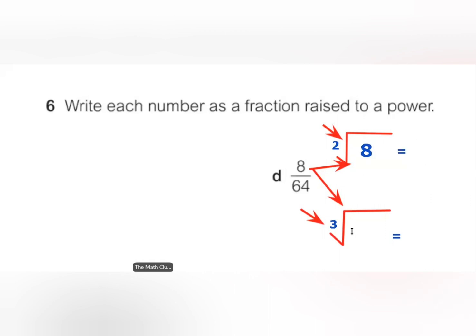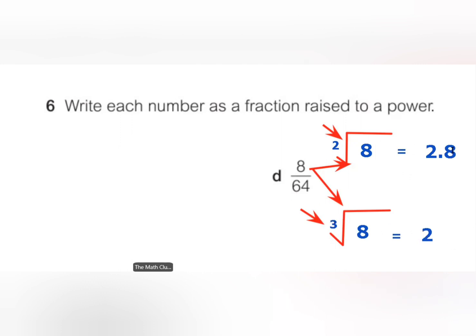Now I'll put 8 here, I'll put 8 here. When I do the square root of 8, what will I get? I'll use a calculator to check. So the square root of 8 is 2.8. So this is a decimal number. And when I find the cube root of 8, the answer will be 2.